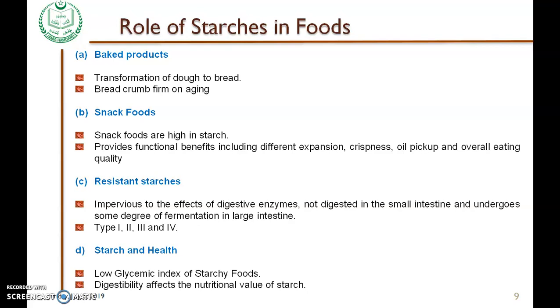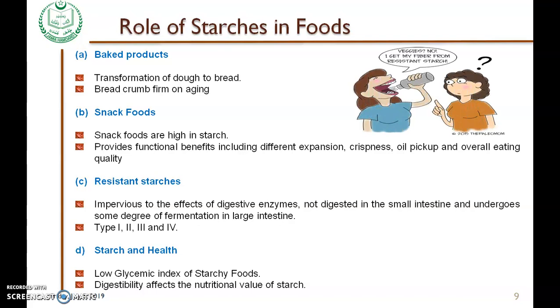So starch and health: it helps to maintain a low glycemic index of starchy foods, and digestibility affects the nutritional value of your starches. If you modify the starches, it can help to maintain a low glycemic index, that is, it can help to maintain a low blood glucose level.